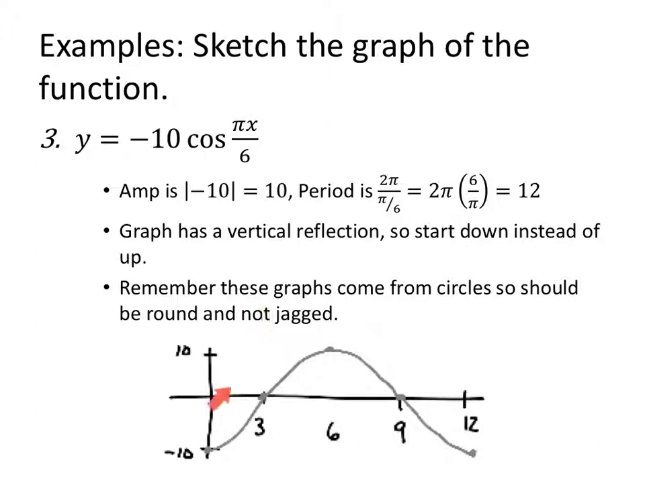These come from circles, right? I'm tearing apart a circle. And so it should be round and not jagged. The period is 12. So I start at 0, because there's no horizontal shift, nothing on the outside, no vertical shift. 0 to 12, half of that is 6. Half of 0 to 6 is 3, half of 6 to 12 is 9, and I have my 5 key x values: 0, 3, 6, 9, and 12.